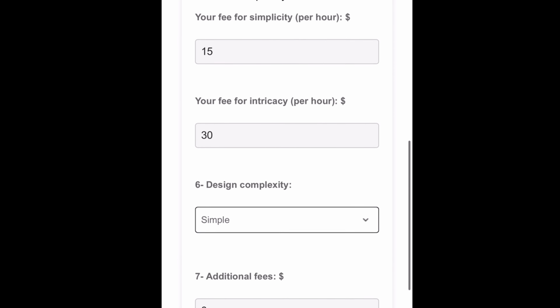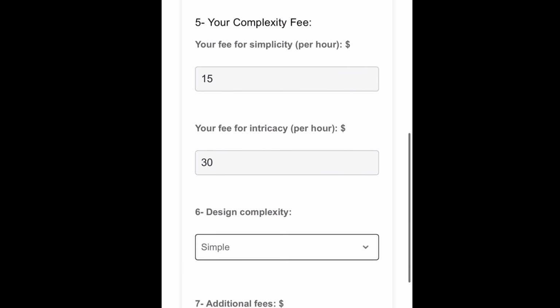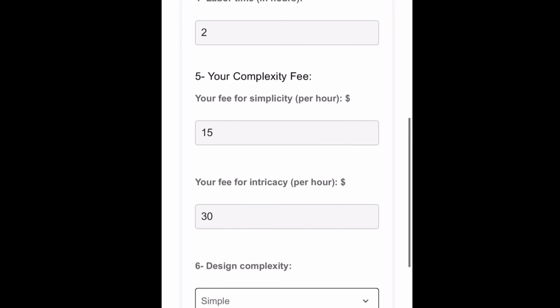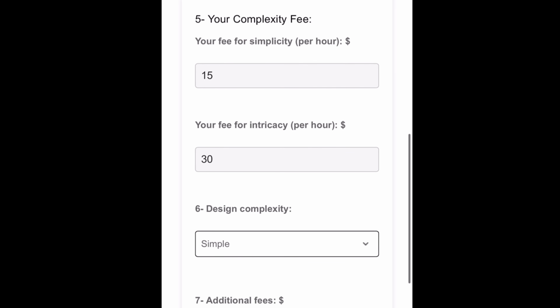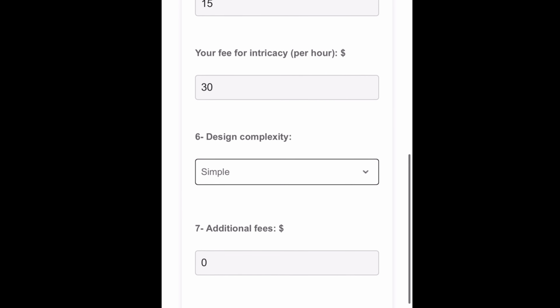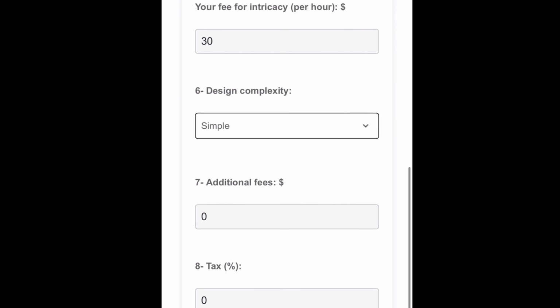And you already set up your prices here. So we recommend that once you figure out your own pricing, you always write it down on a sticky note or somewhere where you can just fill out those numbers right away, so it'll be much faster for you the next time. So let's say that this project is a simple project and no additional fees.